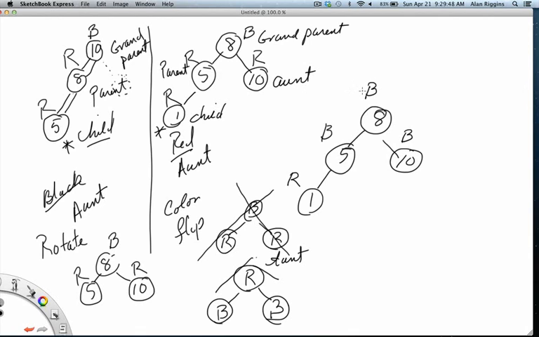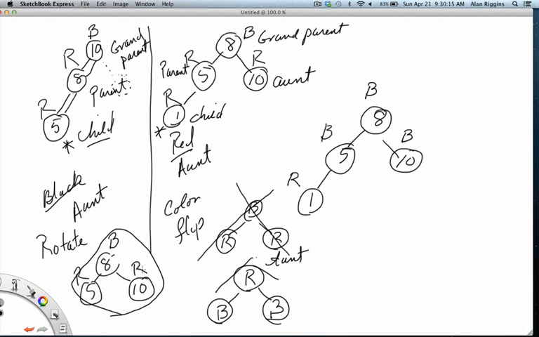So these are the 2 scenarios. Again, if you have a black ant, it's there and it's black, or it's not there and is null, that's the black ant condition. In the one we looked at here, the ant is missing, therefore nodes are black. You have a black ant, you must rotate. And you end up with this.